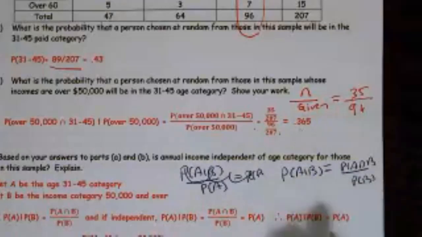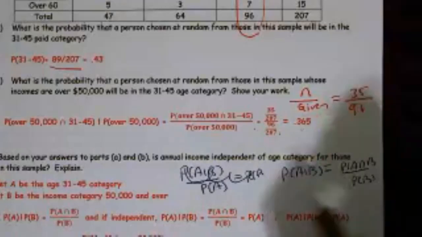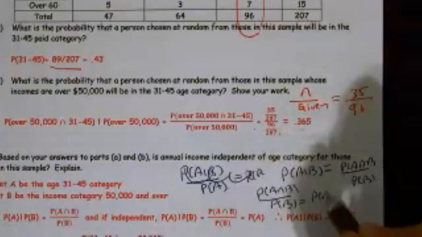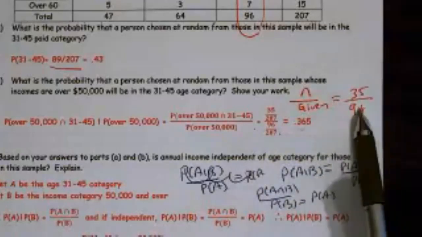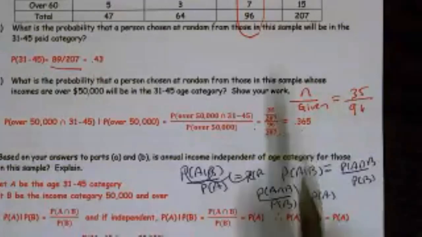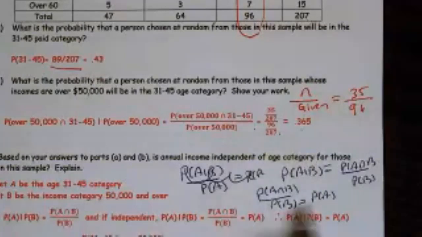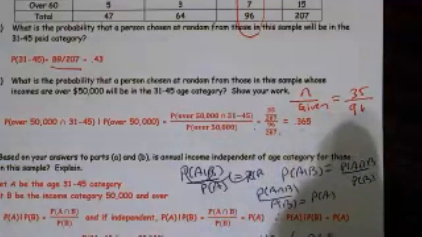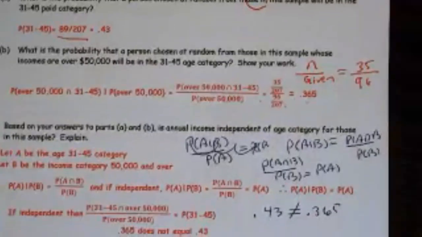However, there's a special thing. If it's independent, the probability of A and B over the probability of B equals the probability of A. Well, we just found A. A was up here at 0.43. This is 0.365. So all I had to do was say, oh, this is true if independent. So if independent, that's true. And I go, okay, 0.43 does not equal 0.365. Therefore, they're not independent.